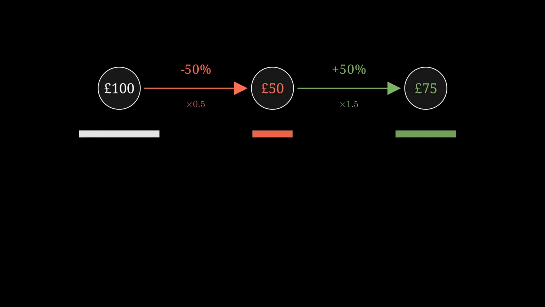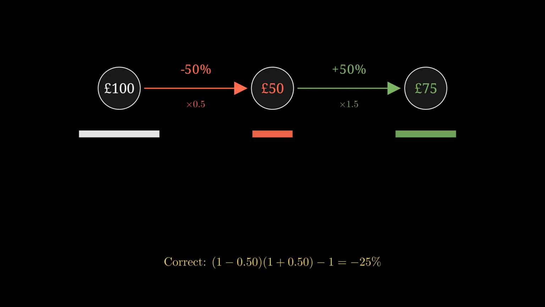Now back to Monday and Tuesday. The stock starts at 100. A 50% fall brings it to 50. A 50% rise on 50 brings it to 75. The 2-day return is not minus 50 plus 50 equals 0. Simple returns do not add across time.